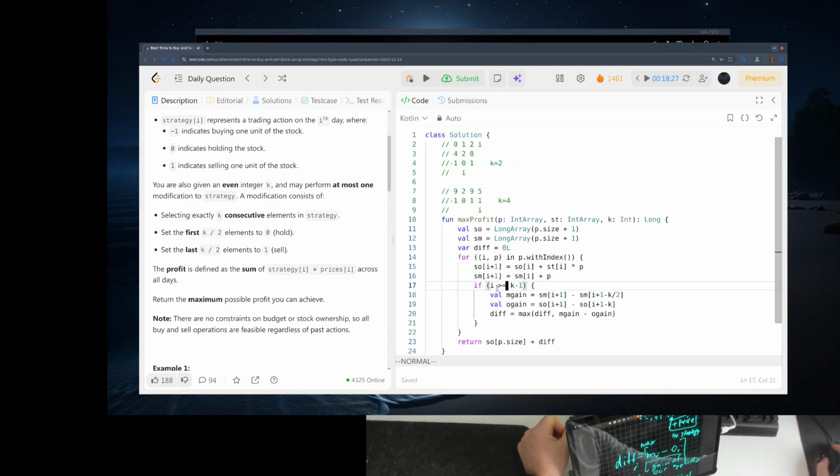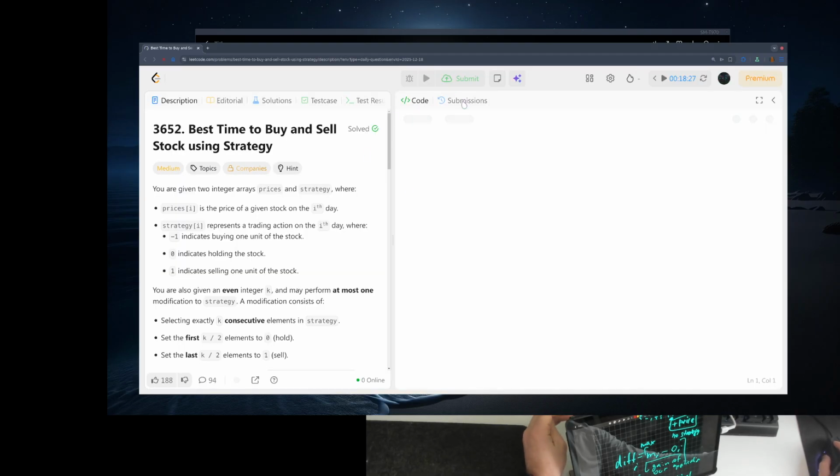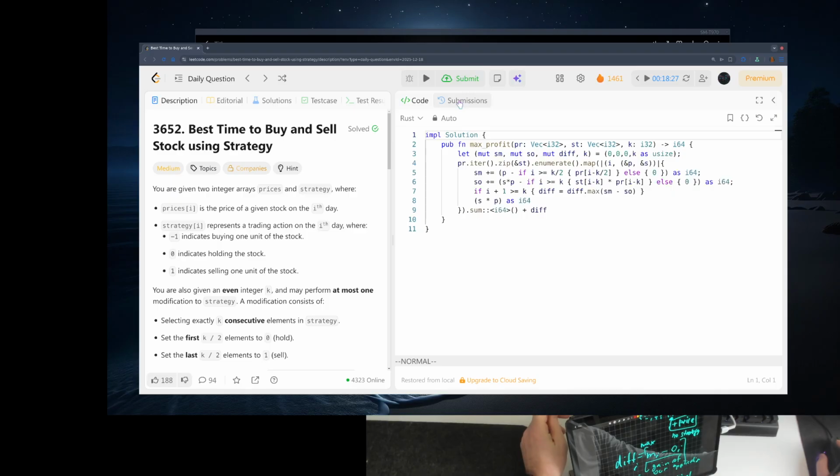You have to be careful to do this every time. Compute the prefix sum and compute the difference only when it is allowed, so when the i is bigger than the window size. So then I implemented some code modifications. Let's look at another solution.